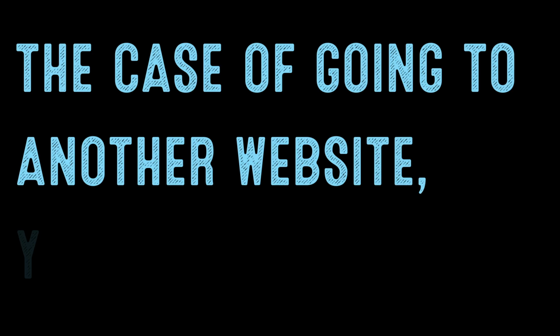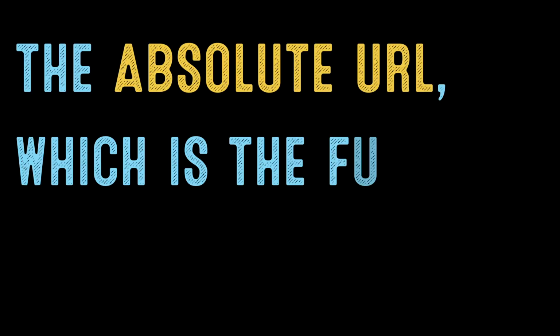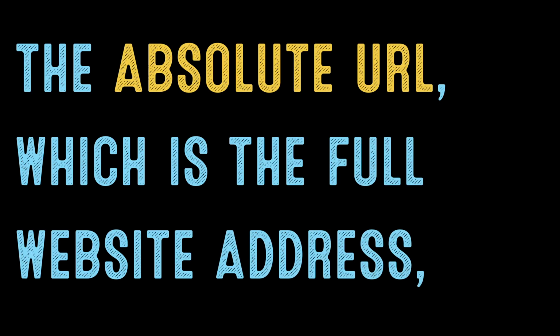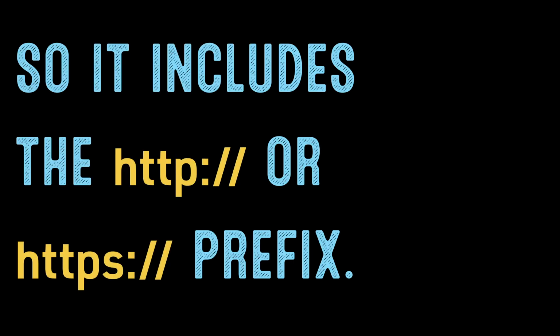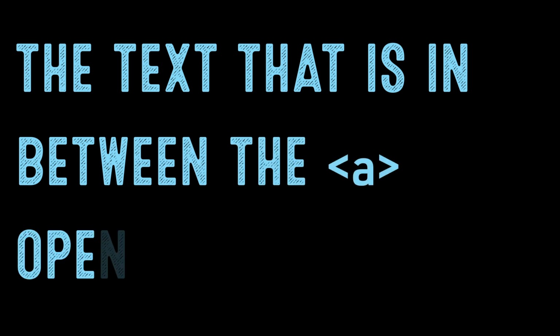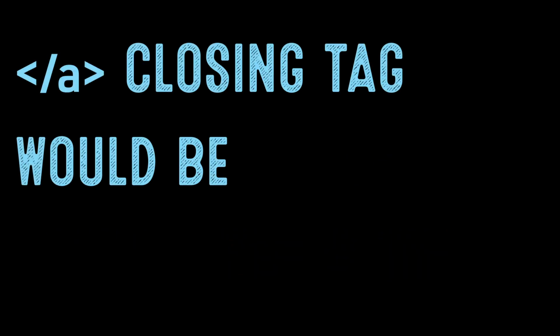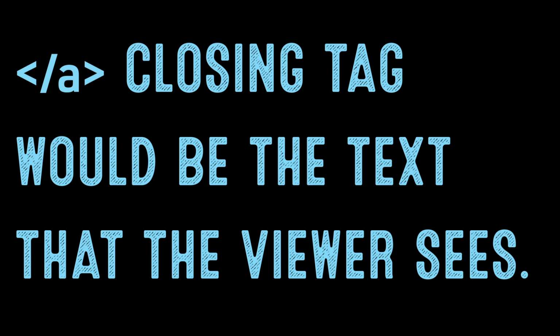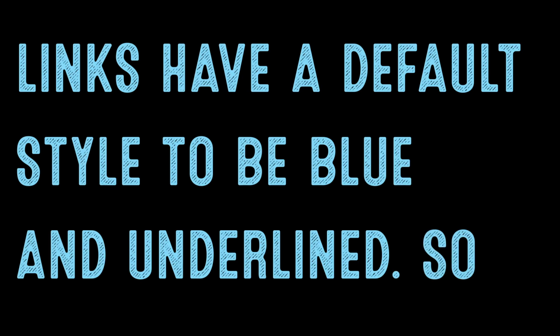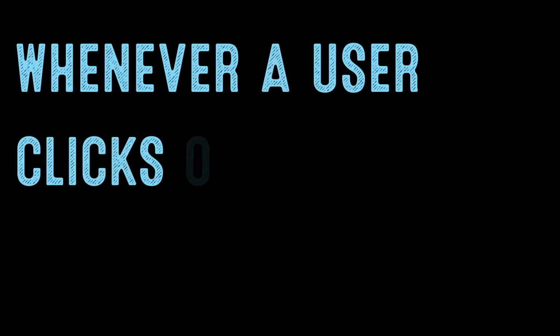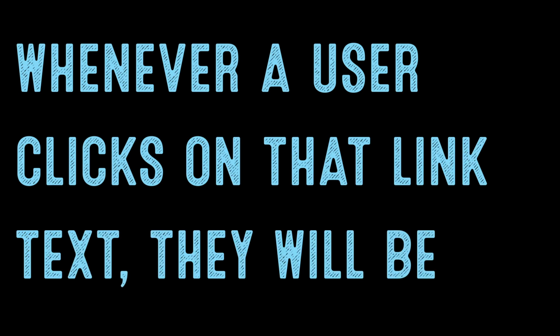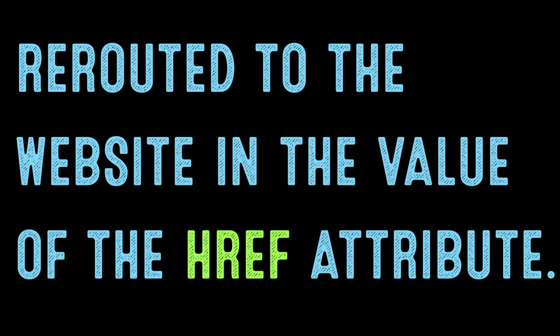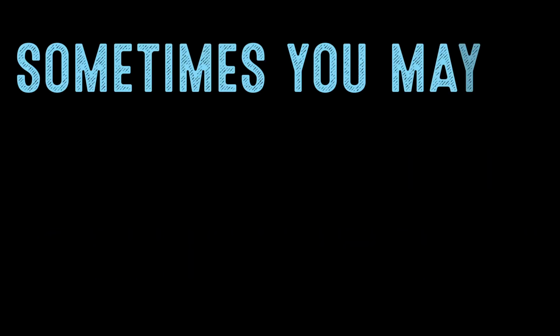So in the case of going to another website, you will have to put the absolute URL, which is the full website address. So it includes the http:// or https:// prefix. The text that is in between the a opening tag and the a closing tag would be the text that the viewer sees. Links have a default style to be blue and underlined. So whenever a user clicks on that link text, they will be rerouted to the website in the value of the href attribute.